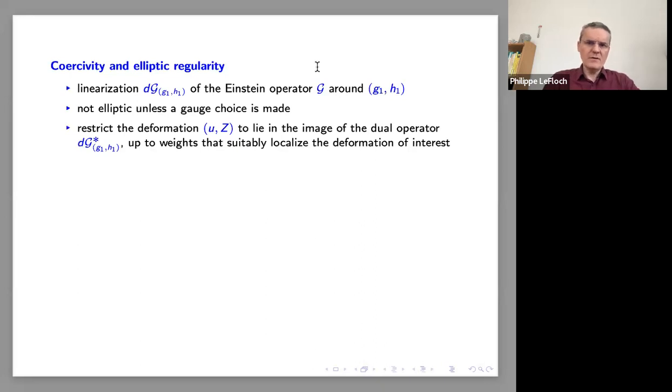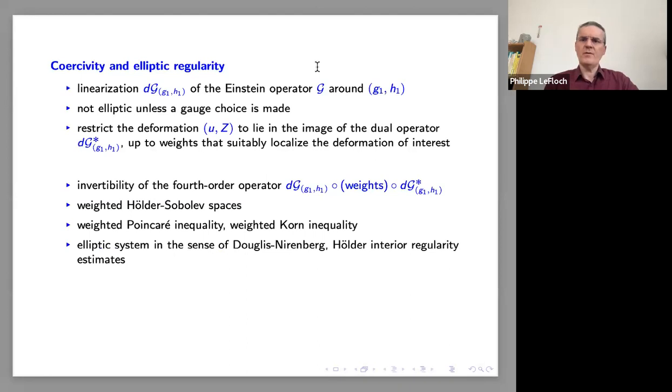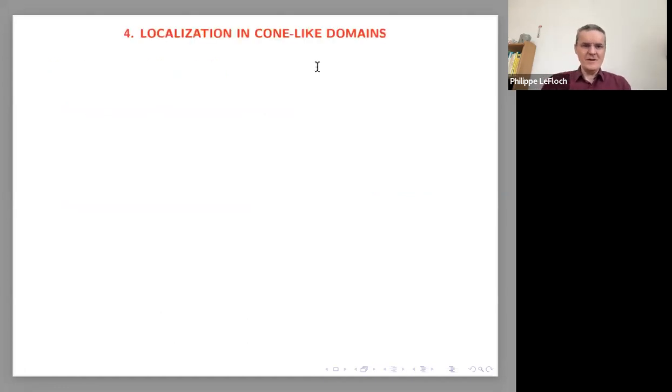And having done that, we'll be able to check the coercivity and invertibility of this operator, as I already said, in weighted Hölder-Sobolev spaces. Okay, so behind that there are results about the structure of the linearized Einstein equation at this fourth order in this presentation. And typically to see the ellipticity, you have to go back to a very old paper by Douglis and Nirenberg in this subject.